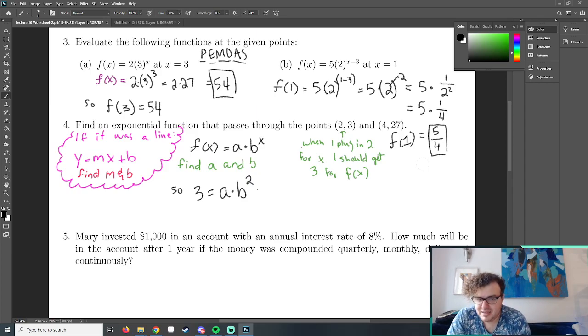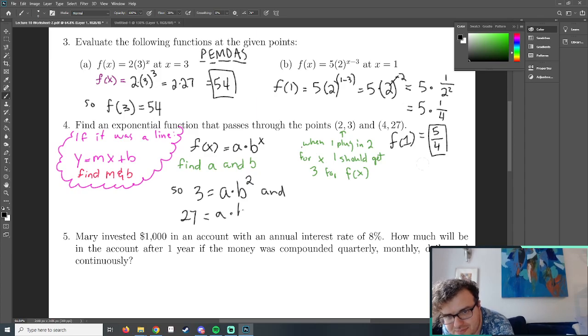Now, does that help me? Not exactly yet, but what if I did it with the other point too? And 27 equals a times b to the 4th power.